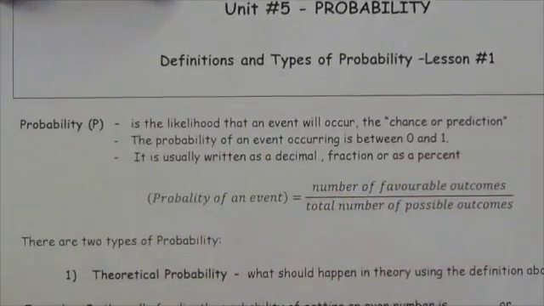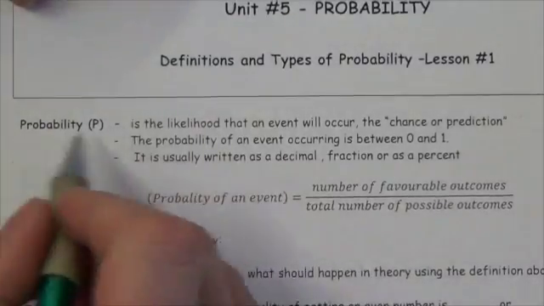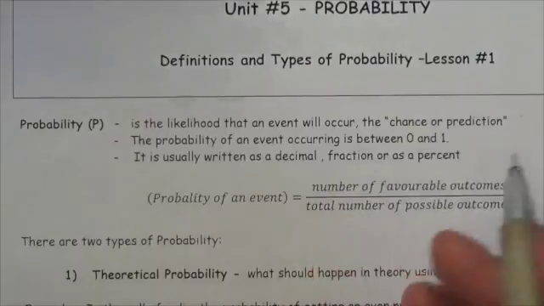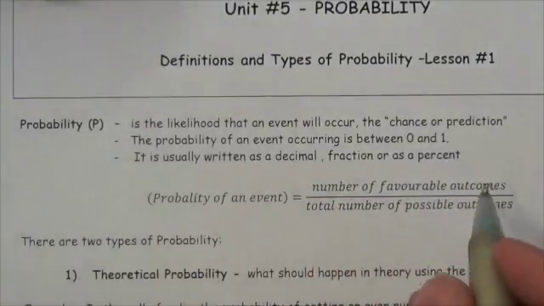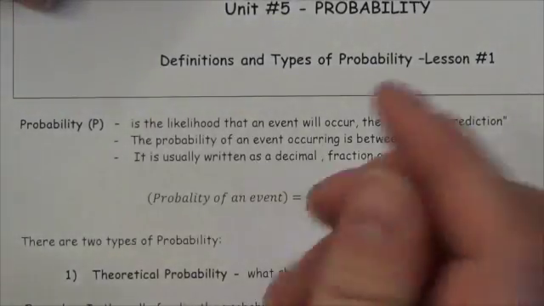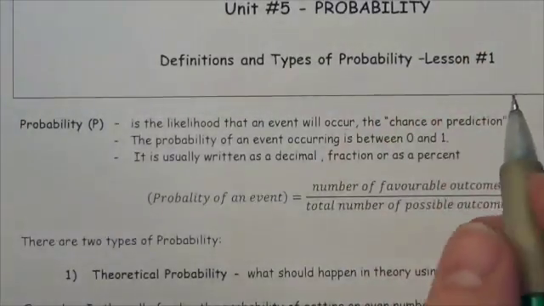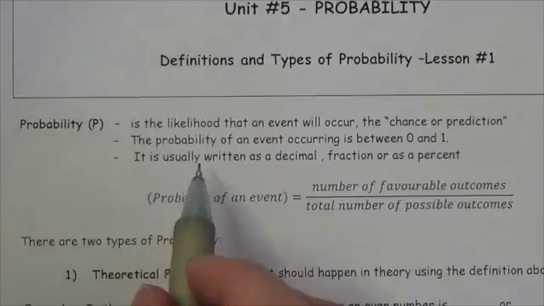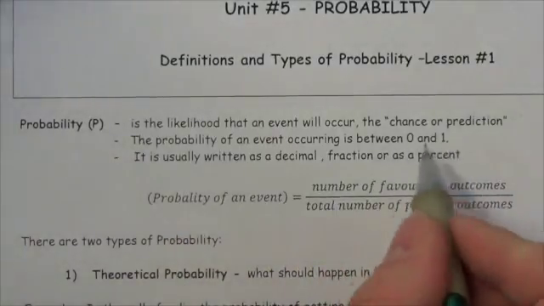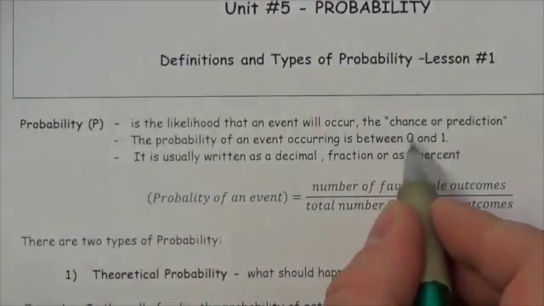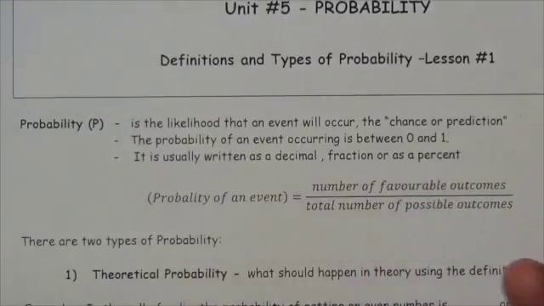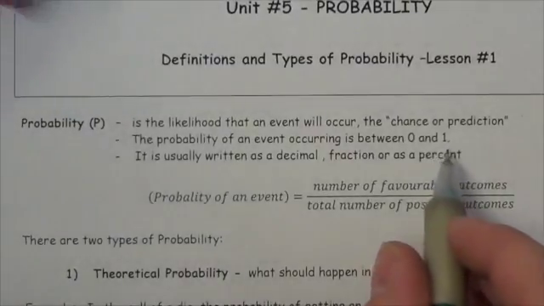So first of all, let's start off with a pretty straightforward one, probability. It's the likelihood that an event will occur, the chance or prediction. You're looking at an event, you're trying to figure out what is the likelihood that this specific event will occur. So the probability of an event occurring is somewhere between 0 and 1, where 0 is definitely won't happen, and if the probability is 1, that's yes, absolutely it will happen.